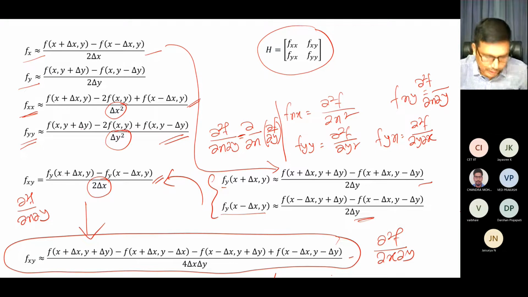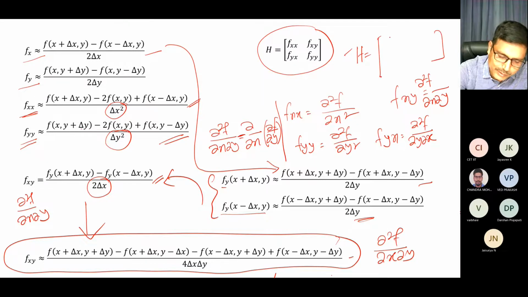So now using this, I can calculate the Hessian matrix of any order. Even if I have more than two variables, in that case the Hessian matrix will be something like this.